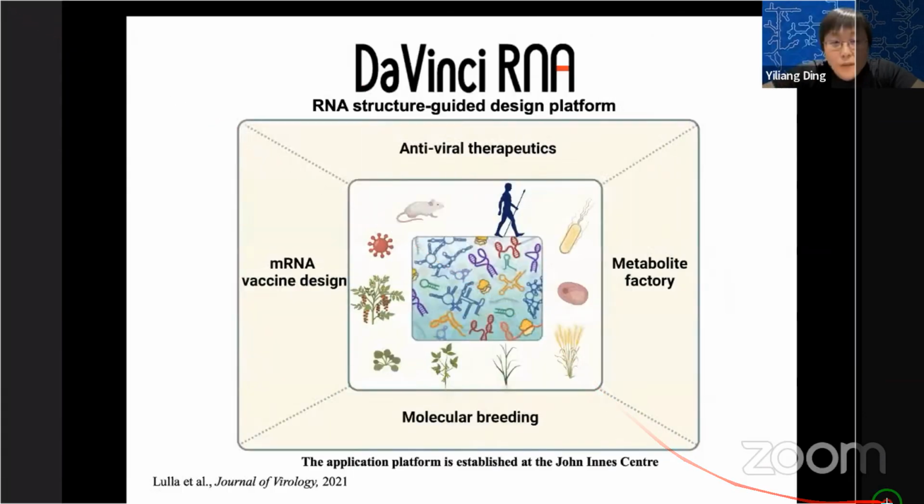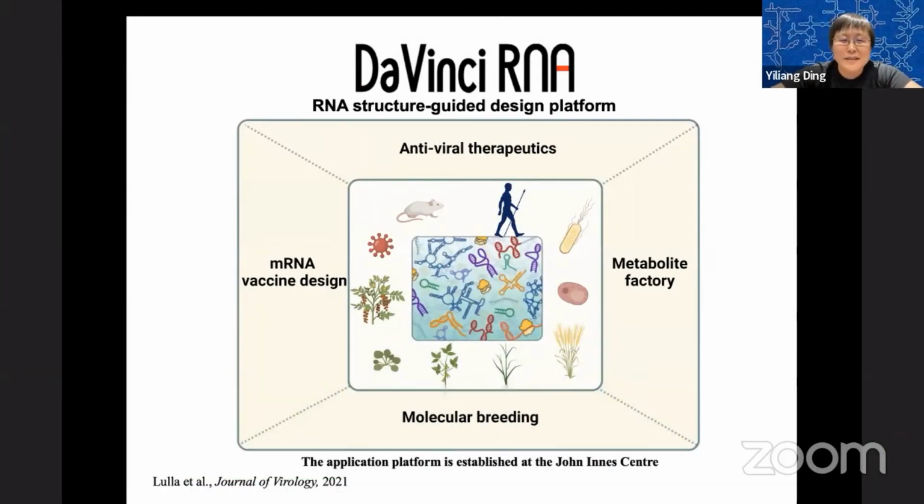I also want to say that during the pandemic, because we were accidentally involved in a coronavirus project, we noticed we could use our technology to help develop a new method to treat coronavirus. So our institute established, in the past year, an RNA structure-guided design application platform, which we named Definitely RNA, which is currently translating our new knowledge and technology to benefit a broader society. We are going to start with four major applications: mRNA vaccine design, antiviral therapeutics, metabolite factory, and molecular breeding. We are really excited about the next phase of development. I hope that after my talk, everyone can think about RNA structure and whether it is involved in your biological research program.